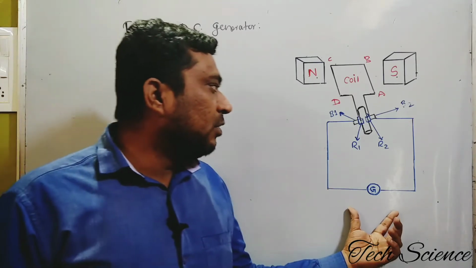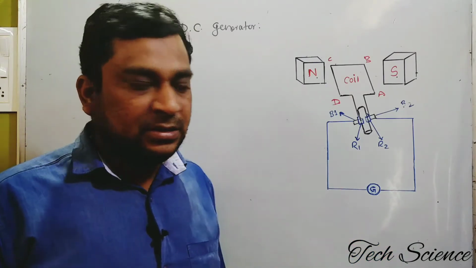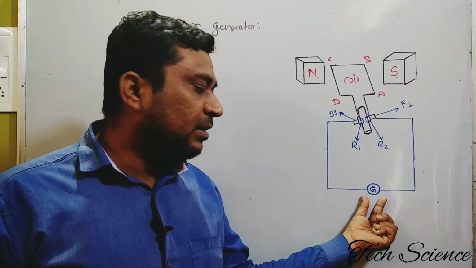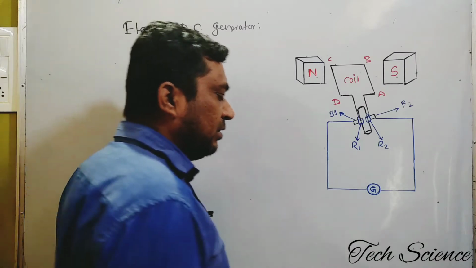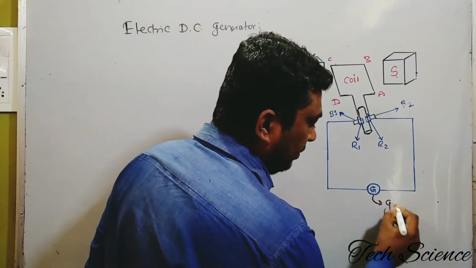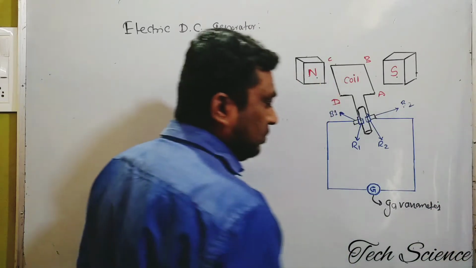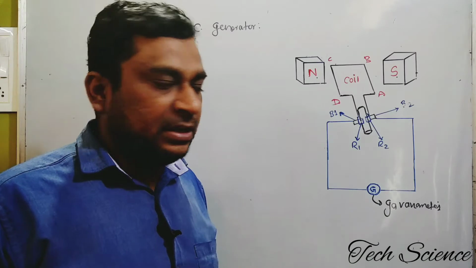This is the diagram of the electric generator which generates direct current, and that current can be detected by the galvanometer. What is G? G stands for the galvanometer, which is used to detect the presence of electric current in a circuit or not.